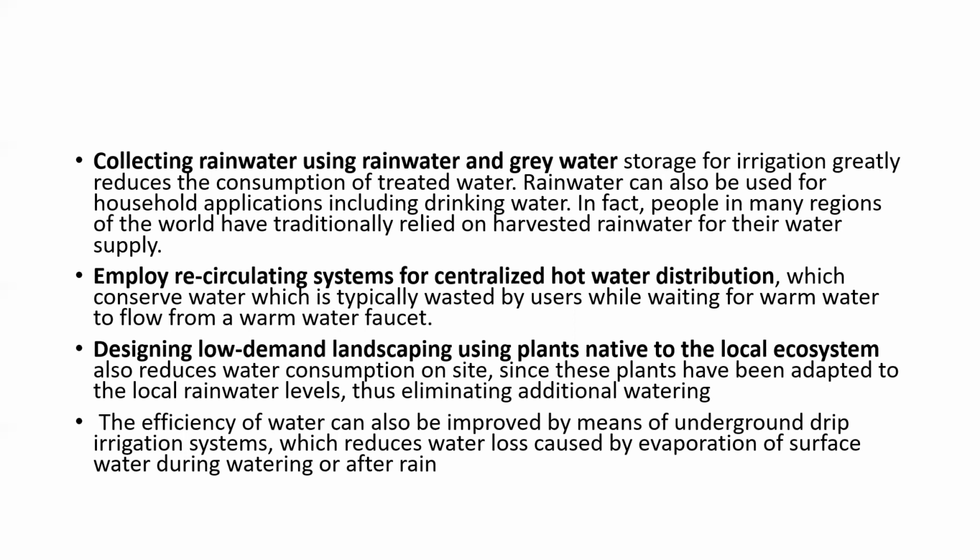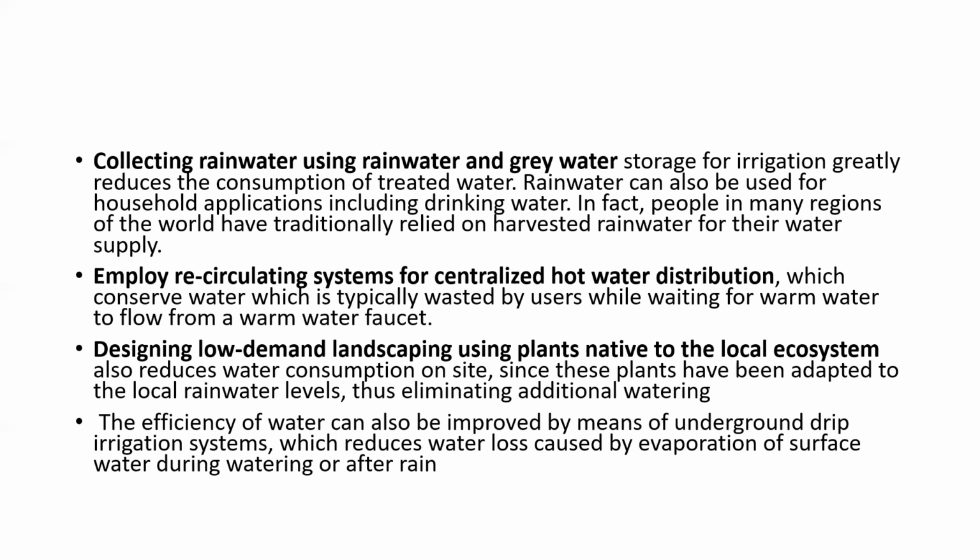Designing low demand landscaping using plants native to the local ecosystem also reduces the water consumption on site. Since these plants have been adapted to the local rainwater levels, additional watering is eliminated.